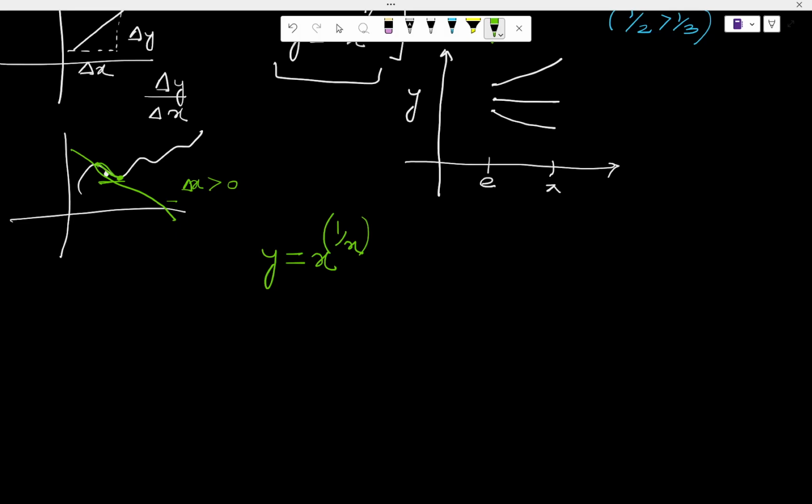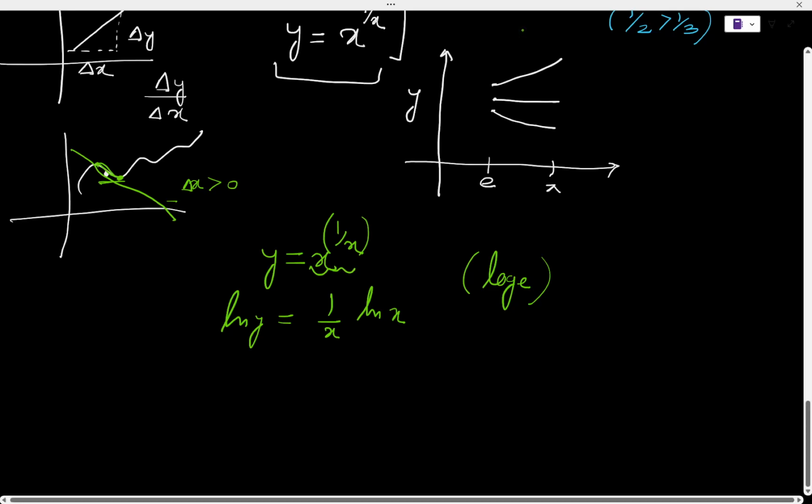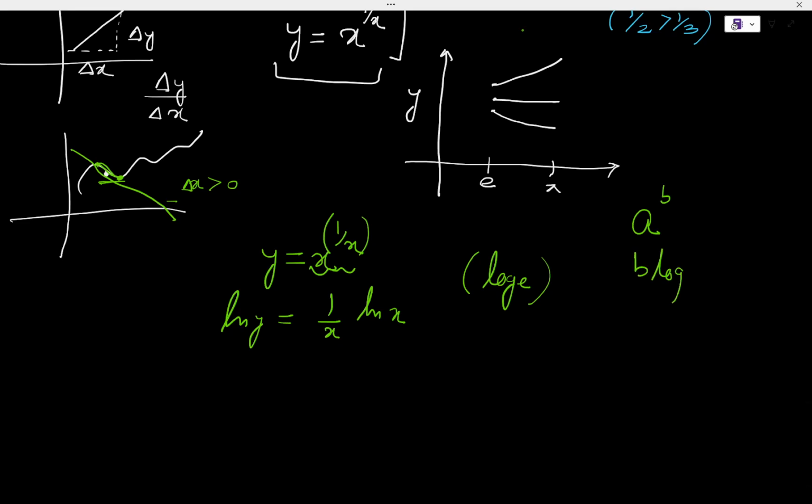Well, the standard way is we take log on both sides. So ln y is 1 by x ln x, taking log on both sides. Ln is basically log base e, for those who are wondering. And this is a very standard rule of log. If we have a to the power b, if we take log, it just becomes b log a. That's just how log works.